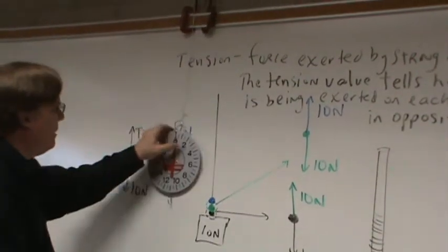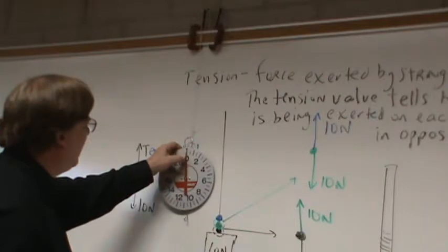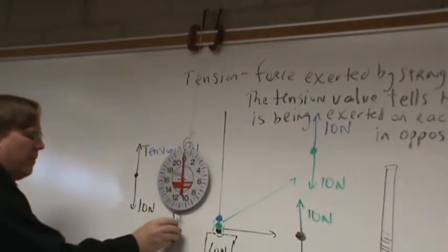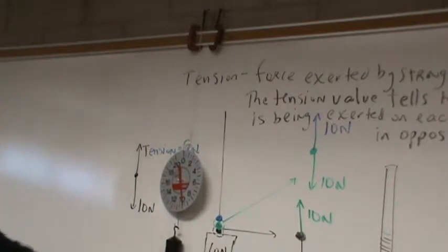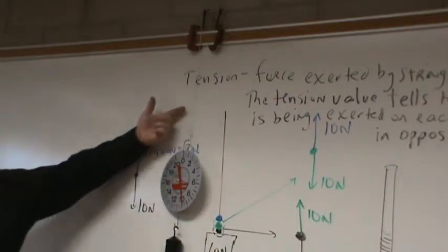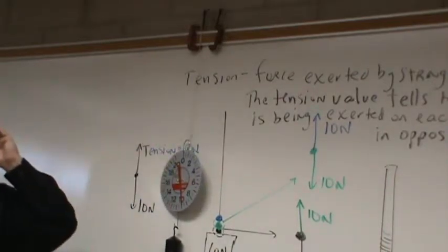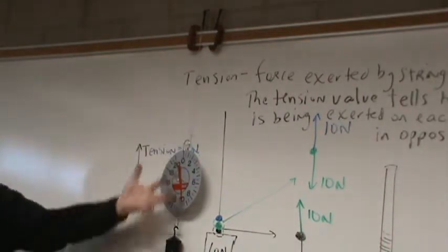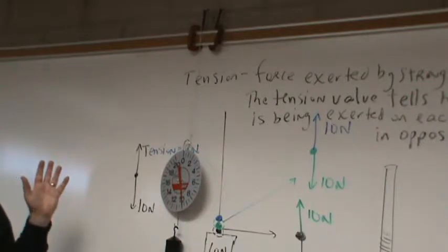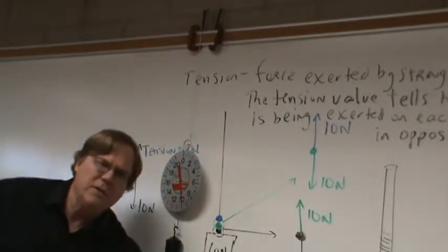Here's my scale. All right, it's a little bit off, but whatever. Here's an approximately 10 Newton weight. So what's the tension in the string? 10 newtons, right? It's 10 newtons because it's holding up 10 newtons of stuff. You guys okay with that? Let me ask you this question.